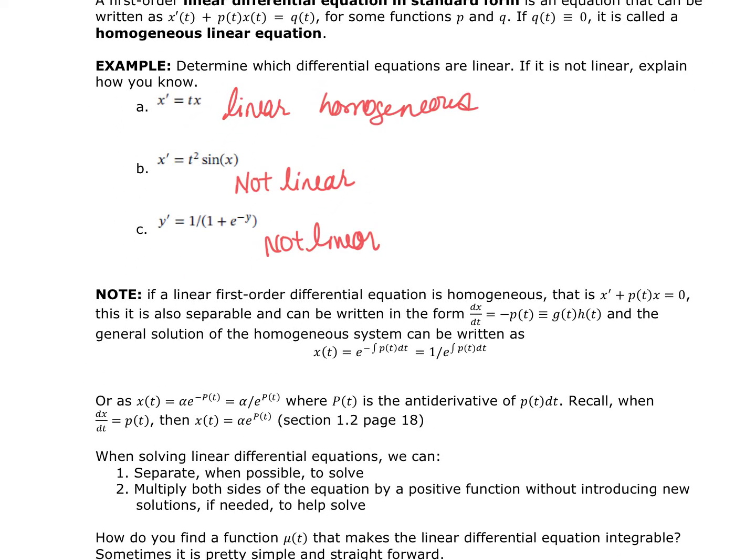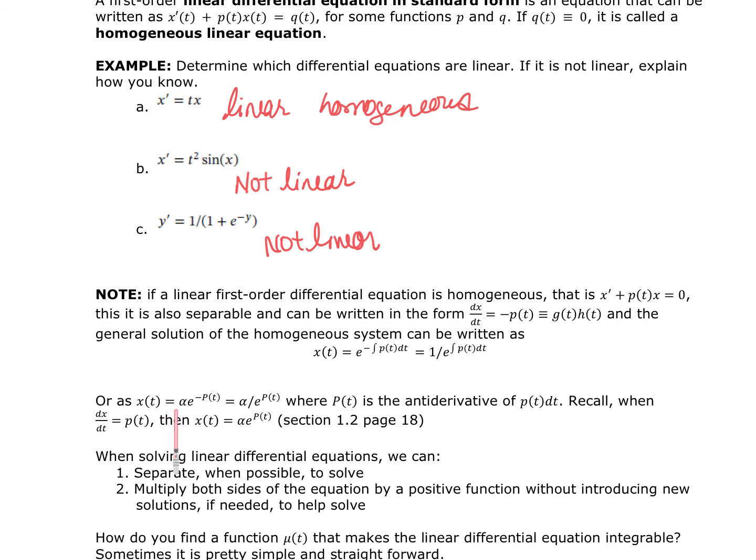Something to note, if a linear first order differential equation is homogeneous, in other words, q of t is equal to 0, so it would look something like this, x prime plus p of t x is equal to 0. This is what we call a separable differential equation, and it can be written in the form dx/dt is equal to negative p of t x, which is equivalent to g of t h of x. And the general solution of these homogeneous systems can be written as x of t is equal to e raised to the negative integration of p of t dt, or in other words, 1 over e raised to the integration of p of t dt.